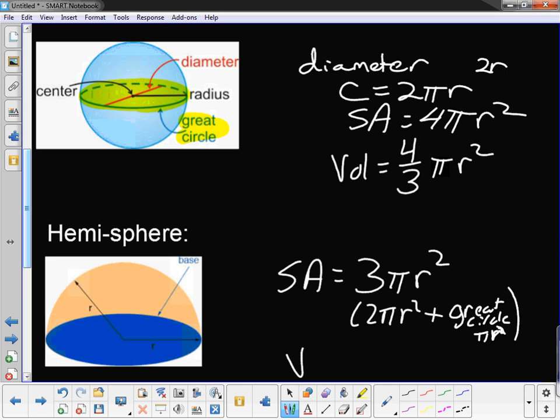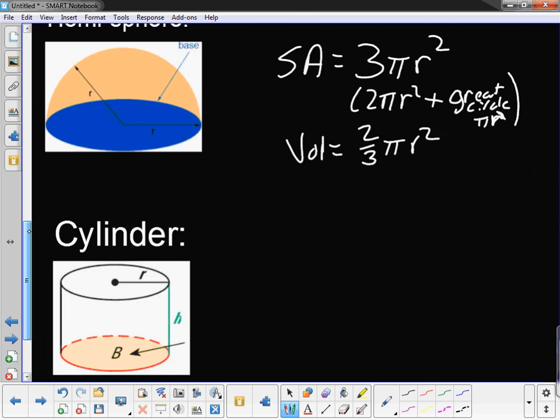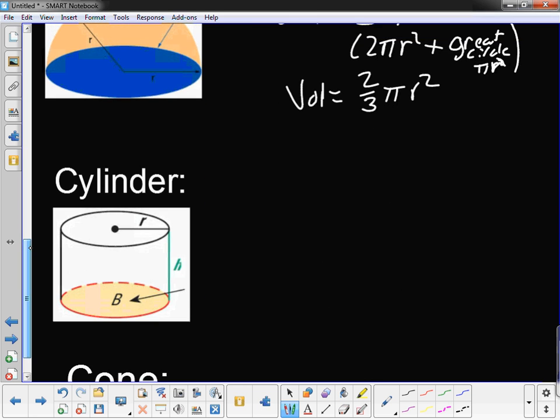Now the volume, though, is exactly half of the whole sphere. So instead of 4/3 pi r cubed, we would take 2/3 pi r cubed, and that's going to get us the information there. Now, what if I take a circle and, instead of spinning it, I just translate it into a three-dimensional tall object? I get a cylinder.